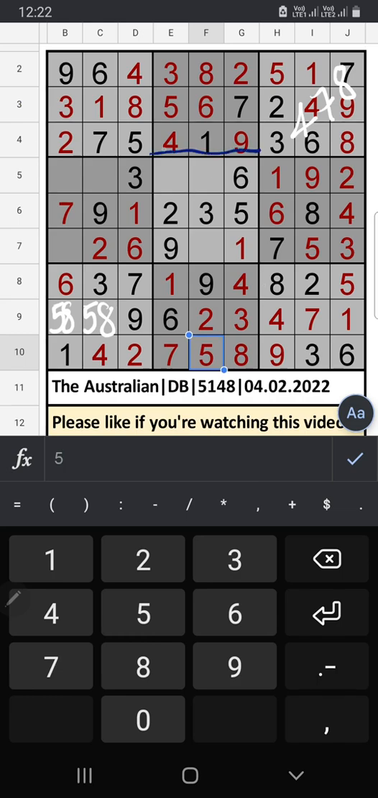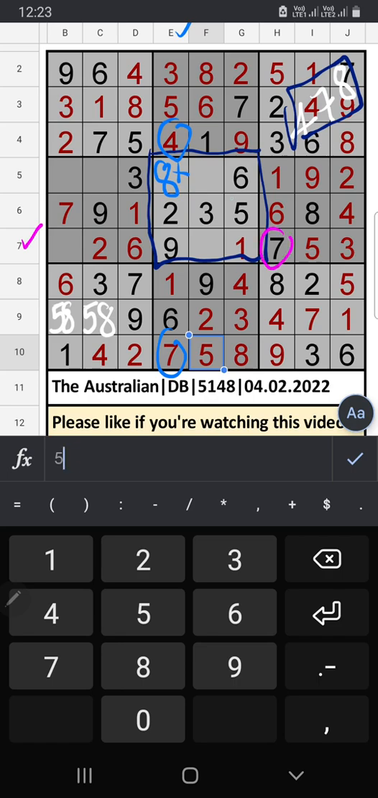Fifth grade, only 3 numbers are remaining, 4, 7, 8. Column E, we have 4 and 7. So 4 and 7 can't come in the cell. It will come in one of the cells. Then only one number is remaining, 8. 8 is confirmed here.